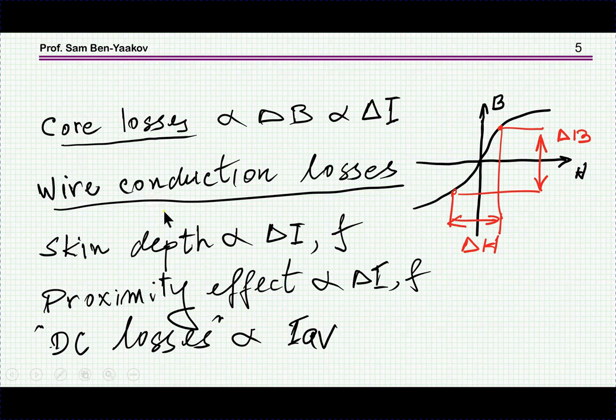Now, core losses are a function of delta B, that is, a function of delta I, while the conduction losses of the wires are first of all dependent on the skin depth, which is causing an RAC larger than the RDC, and then the same thing for the proximity effects, a function of delta I, the magnitude of the variation of the current. And then we have the DC losses, which are primarily a function of the average current and the resistance, of course, of the wire.